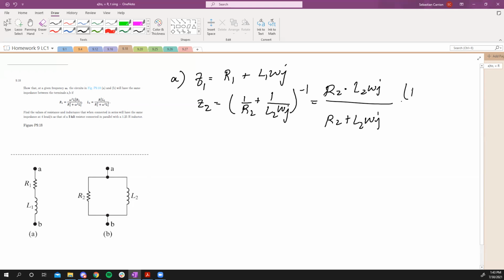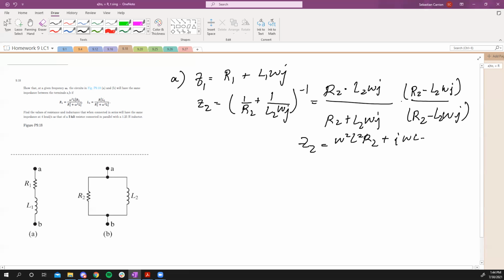And if we multiply this by R2 minus omega J, same thing here, our Z2 would look like this, with a denominator of R2 squared plus omega squared L2 squared.